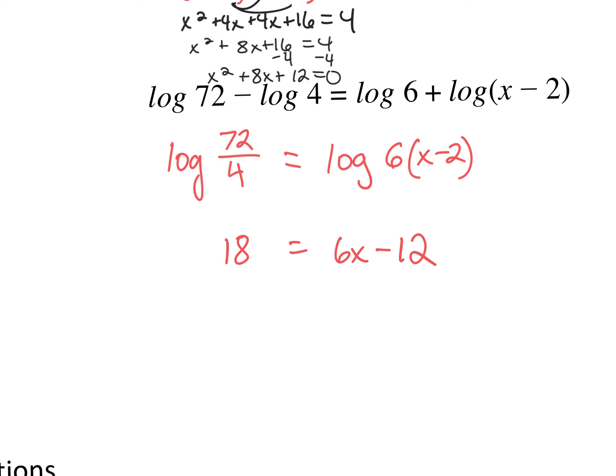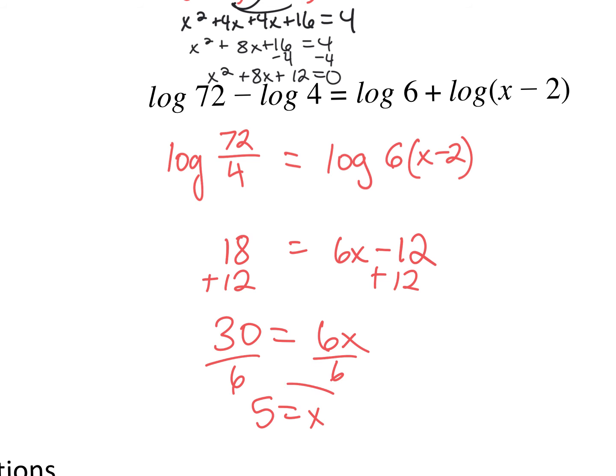I don't need to write the logs, right? They canceled each other out. Yep, that's it. 18 equals 6x minus 12. Add the 12. You get 30. And then x equals 5, because you divided by 6. Yep. And you got x equals 5. How many of us got x equals 5? Because 30 divided by 6 is 5.